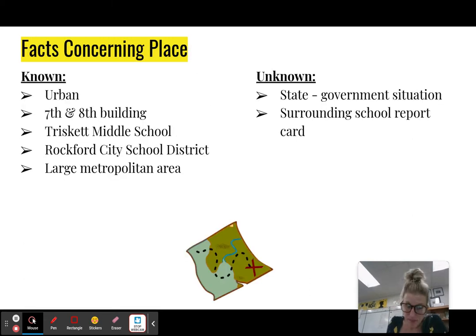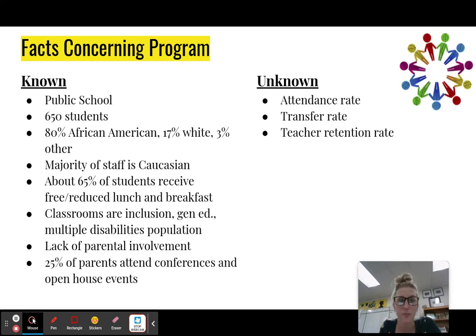Facts about the place. It's urban. It's the 7th and 8th grade building. It's the middle school Triscuit, the school district Rockford, and it's a large metropolitan area. We don't know what state we're in, what the government situation is like, and what the surrounding schools are like. Are they high performing? Are they low performing like us? That would be good to know.